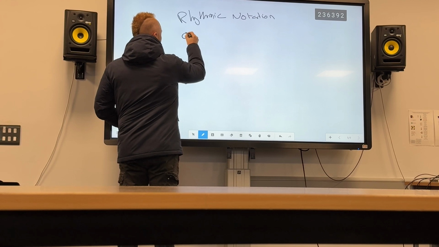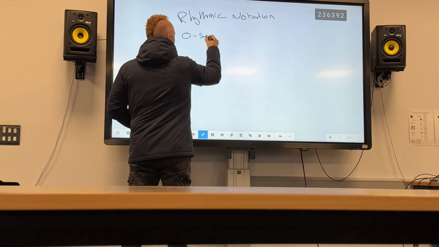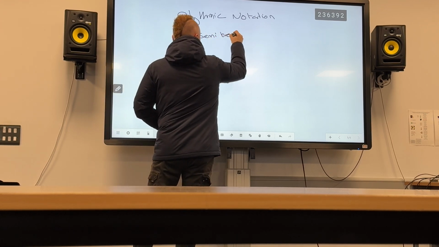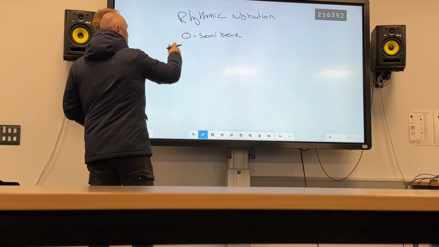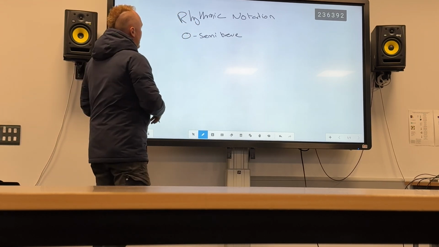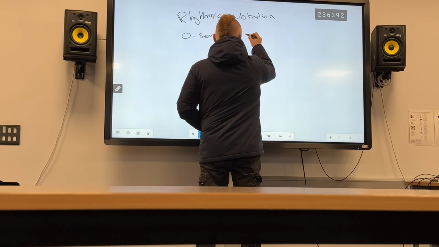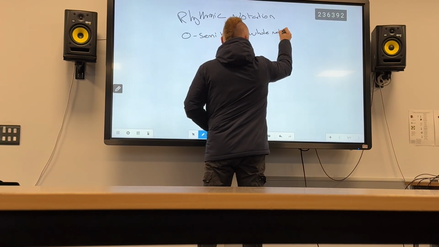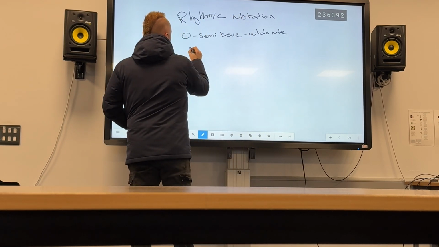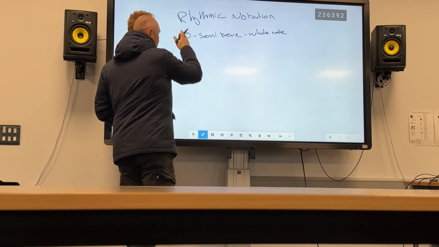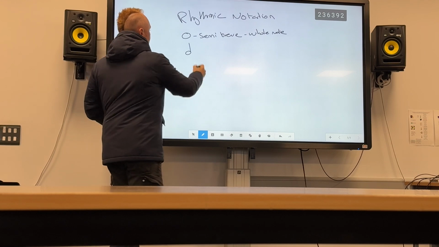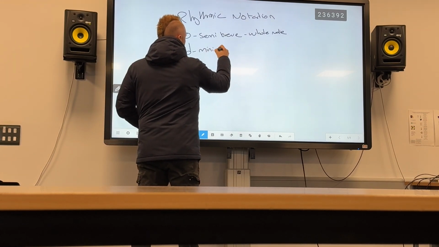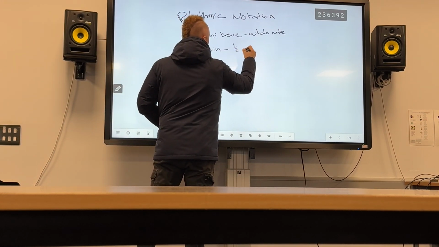Starting with the biggest, we've got a semibreve. Semibreve is a circle, not filled in, with no stem. Semibreve is the French term for it. We also call it a whole note if we're using our fractions. We then have a minim. A minim has a stem and it's not coloured in. Minim is the French term, but it's also called a half note.